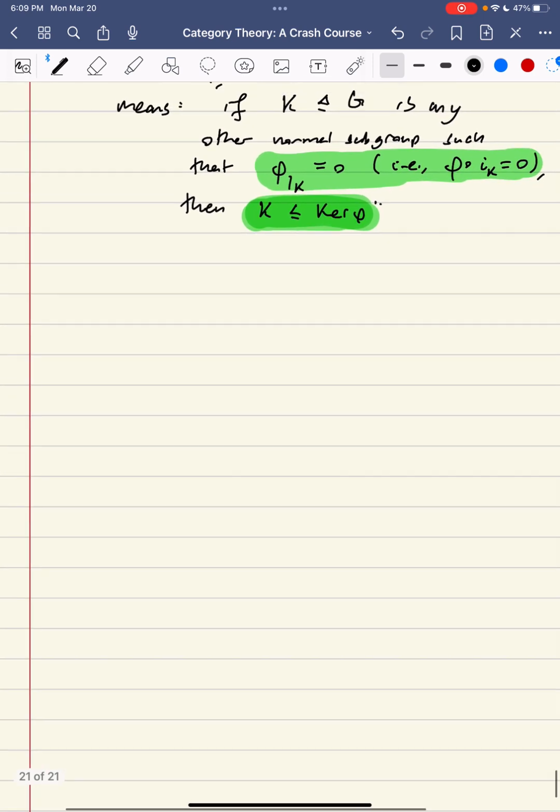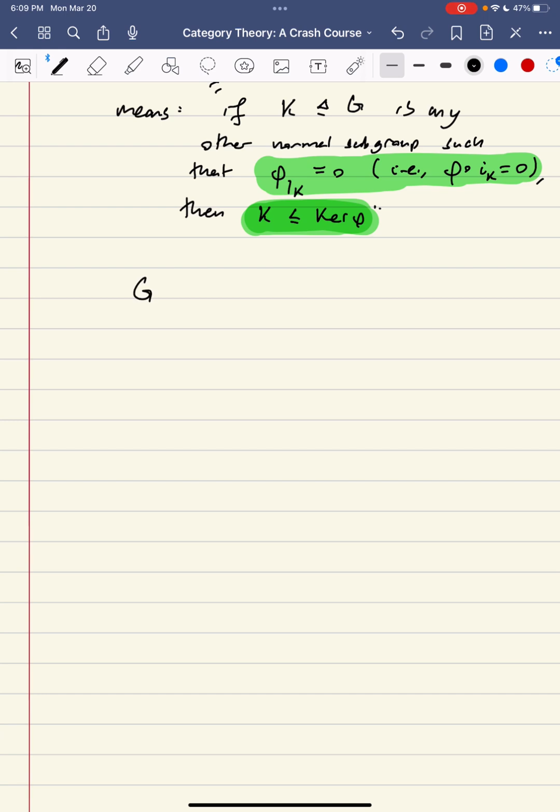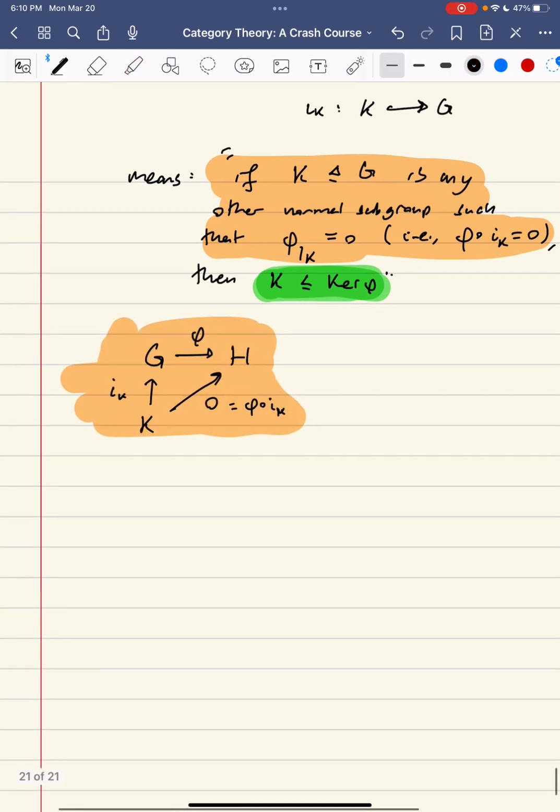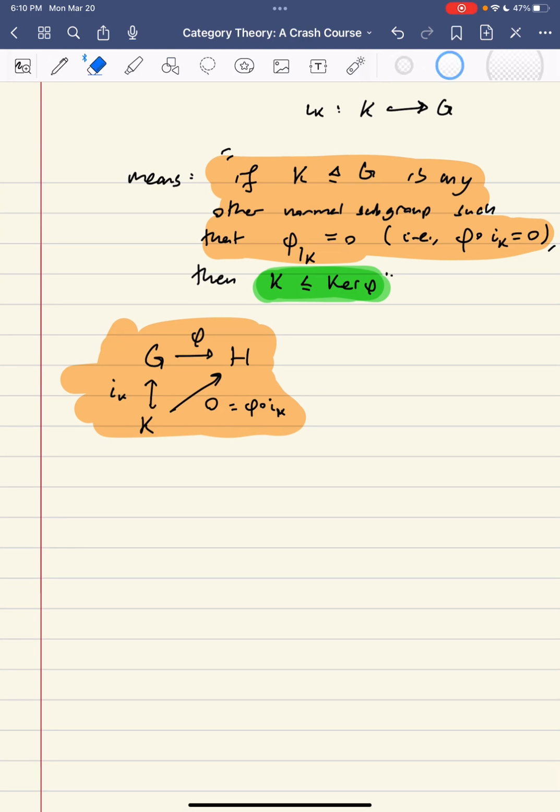So I'm going to write this in terms of diagrams now. Here I've got my G, H, phi, I sub K, K, and I know that this composition is equal to 0. So this is the setup. This part is just identifying this property. Maybe to be a little more explicit, I'll write it's a subgroup, adding a little hook to mean it's a subset and also a group. So K is a subset of G, and it's killed off by phi. Okay.